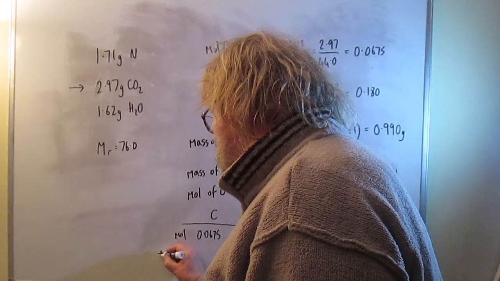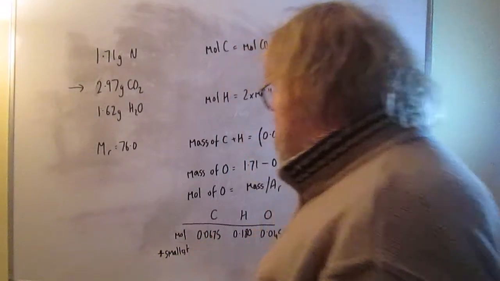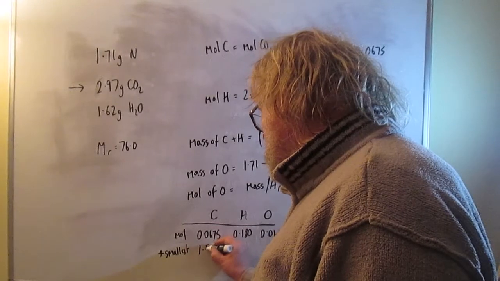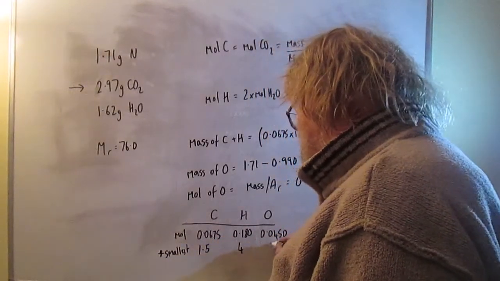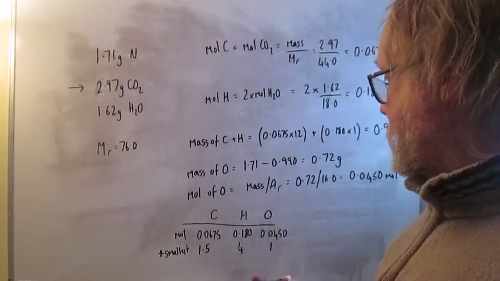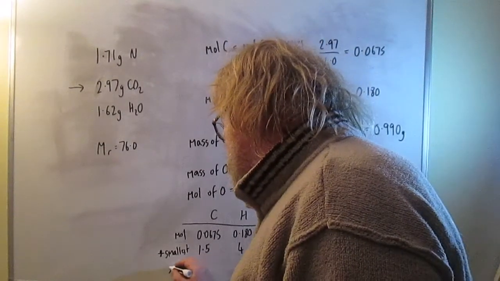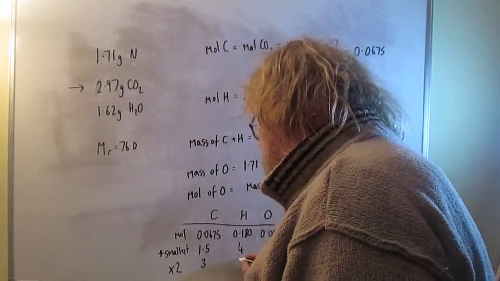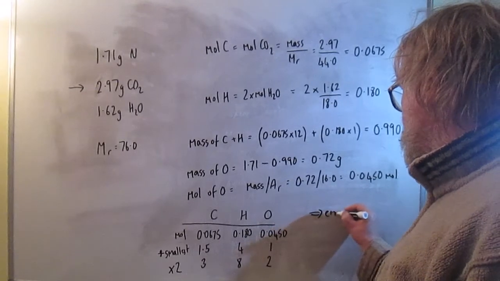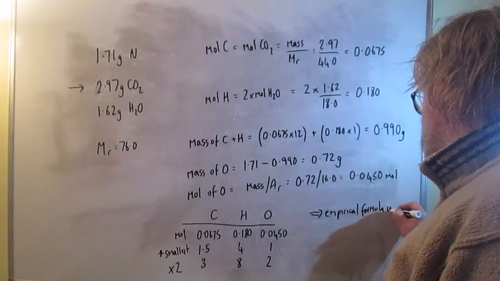And we just do what we always do in these empirical formula things, that we just divide through by the smallest. And if you do that, you get 1.5 and 4 and 1. And obviously, because we don't want the 0.5 there, we can easily get rid of that by just doubling each of these, so that keeps them in the same ratio, but then gives us whole numbers. So we just go times 2, gives us 3, 8 and 2. So that means that the empirical formula is C3H8O2.